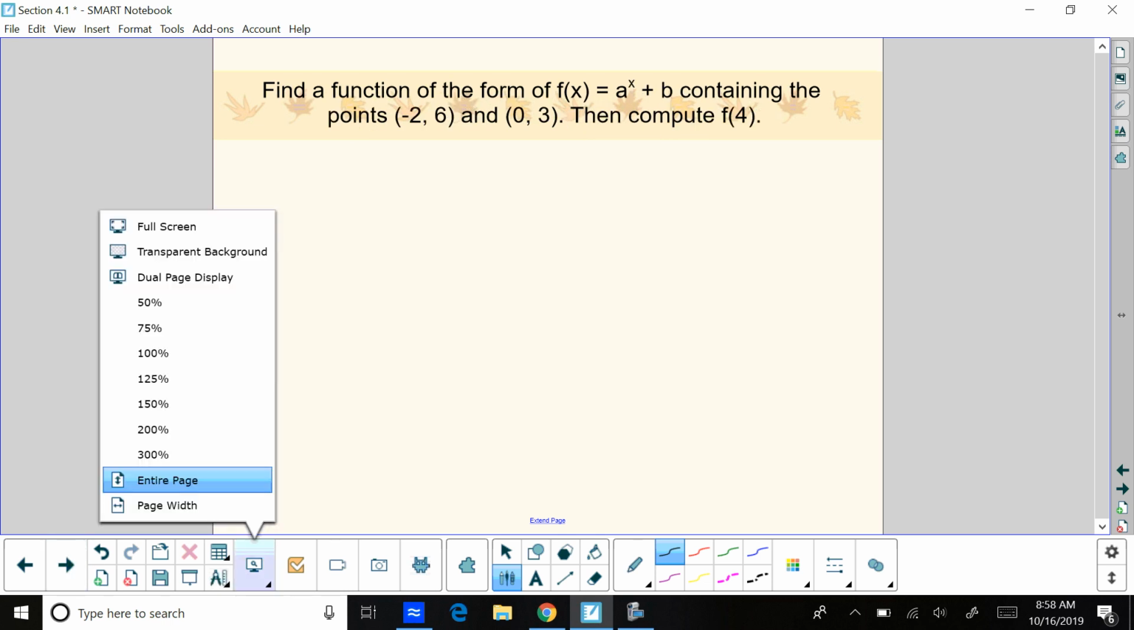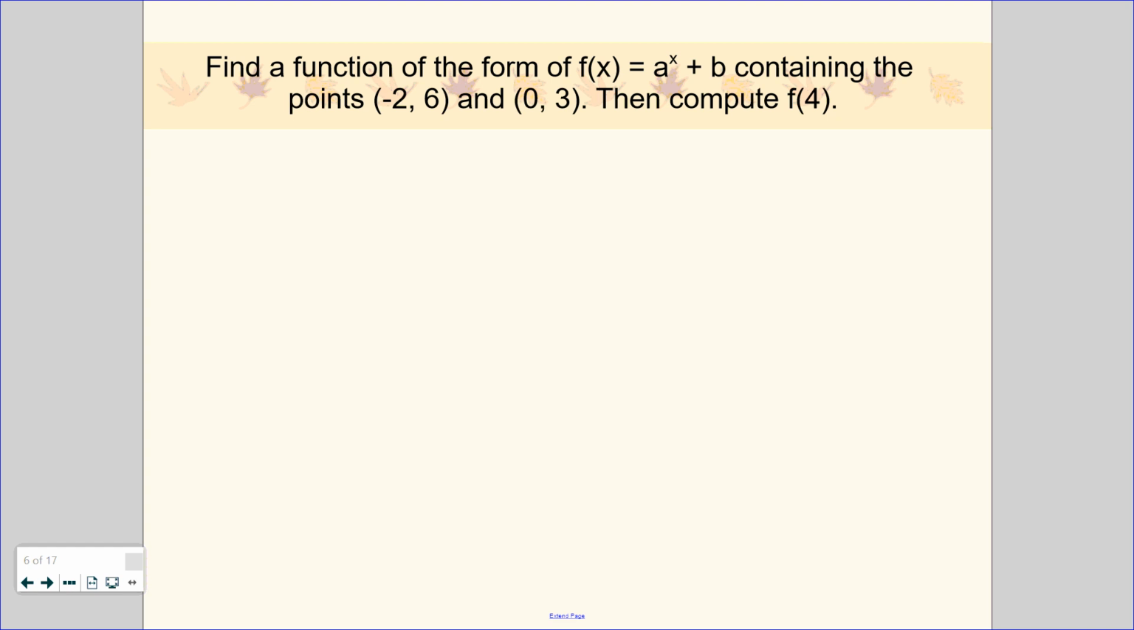Now this one, the exponential function is a little bit different form: A to the X plus B. So you're using these 2 points to solve for A and B. Once you have your final function, then evaluate F of 4. I'll give you a couple minutes.